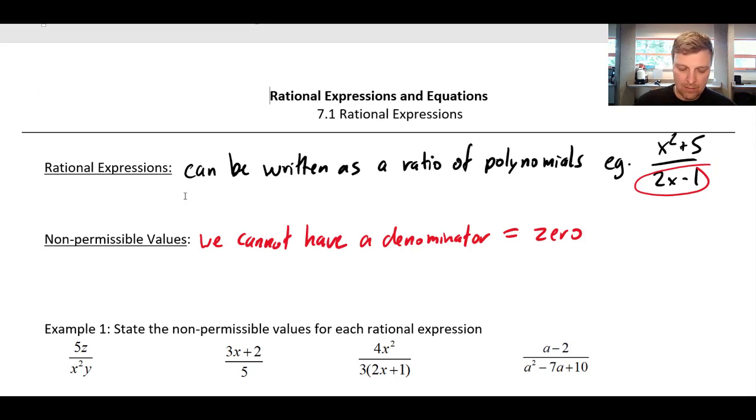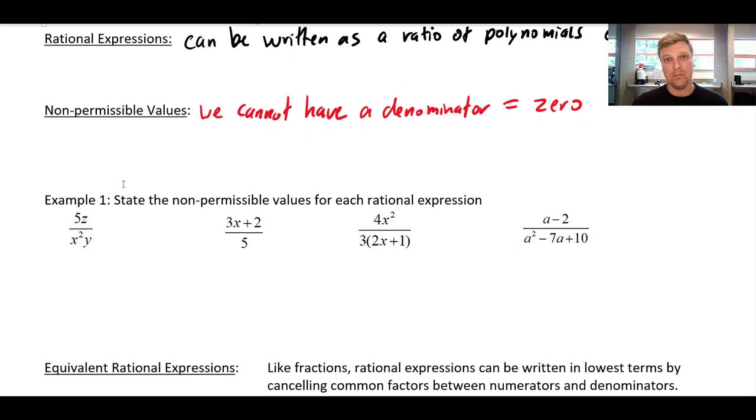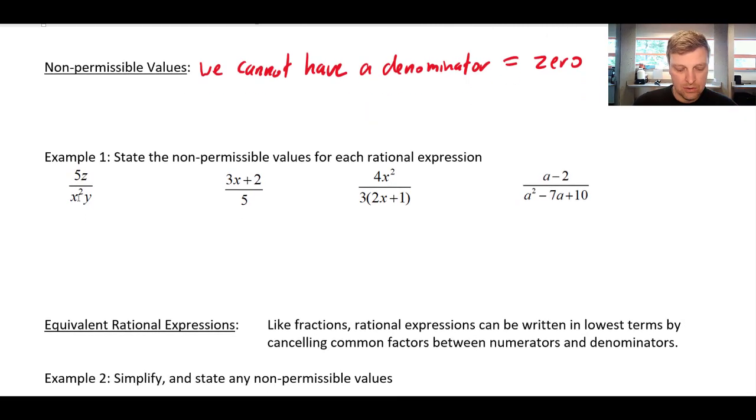So if we take a look at a bunch of examples here, and some of these are really simple and some of them are more complex, all of these are ratios, and in each case, I can find the non-permissible value by looking at my denominator. Now remember that we only have to look at the denominator. It doesn't matter what the numerator is. You can have anything on top. You can have 0 on top of your expression. You just can't have it on the bottom.